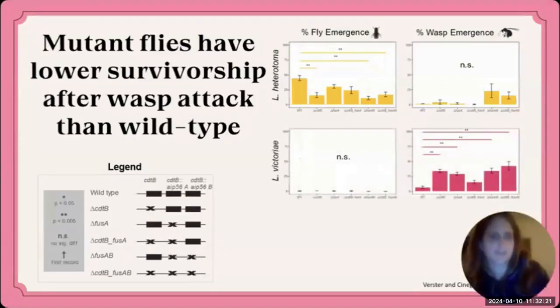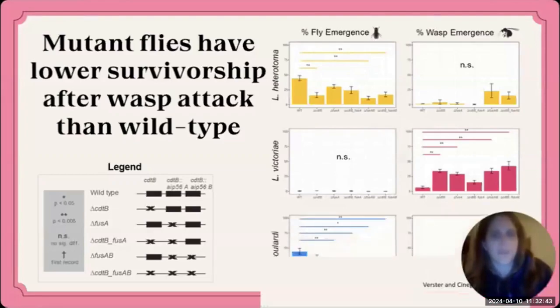Leptopilina victoriae, none of the flies survived, which was pretty interesting. But we did see that in the wild type, very few wasps emerged compared to the triple knockout, where we did see a lot of the wasps manage to escape or to grow to development in the triple knockout flies.